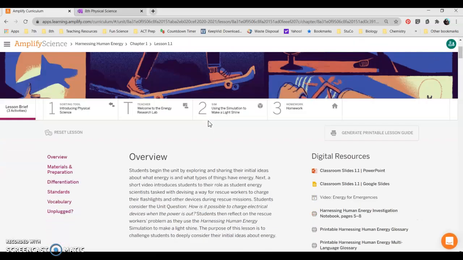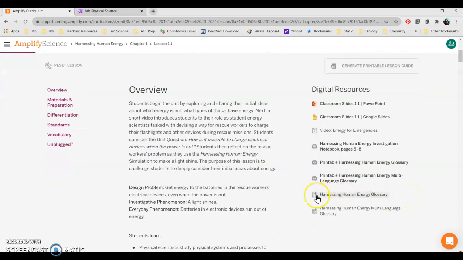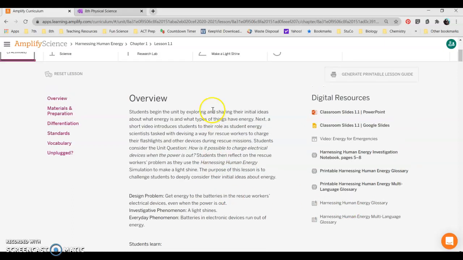There we go. You guys can look through a lesson and read the overview. But the main thing that you guys will use this for is digital resources. So today, for instance, you guys will be watching this video. You won't be able to see it like I see it, but you can go to your lesson brief and find it right here under digital resources. You can also find a glossary. A glossary is something to help you find definitions for our vocab words.